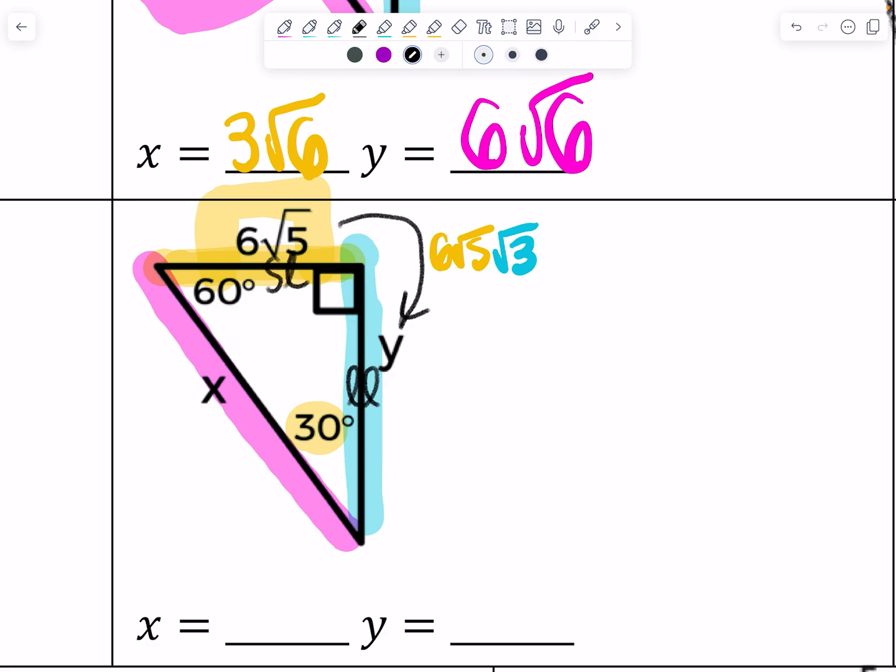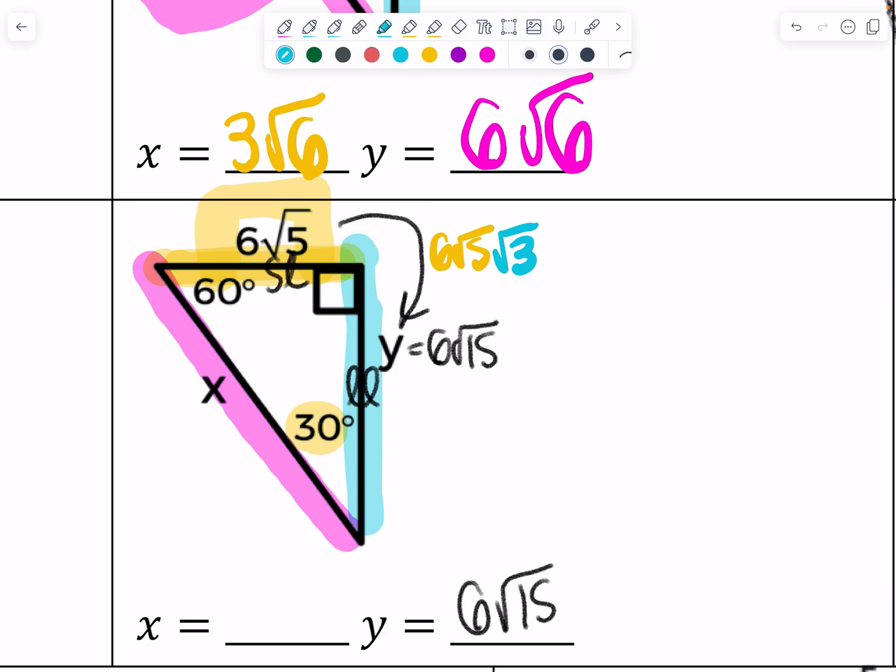So what does that turn into? That's going to turn into 6 root 15. That is fully simplified because there's not a perfect square that I can take out of that besides root 1, and so that is fully simplified.